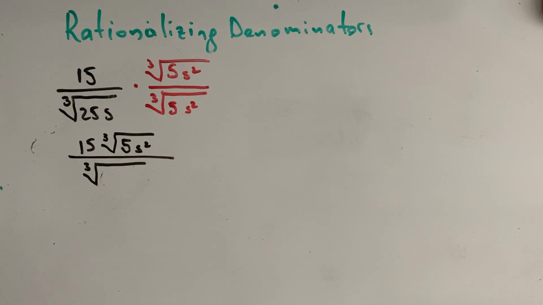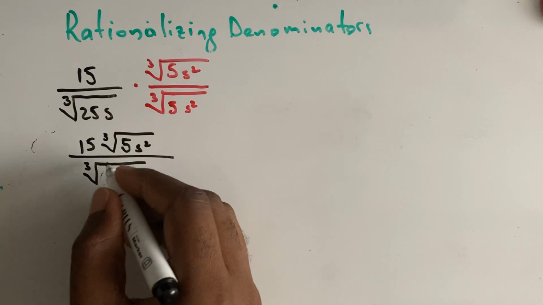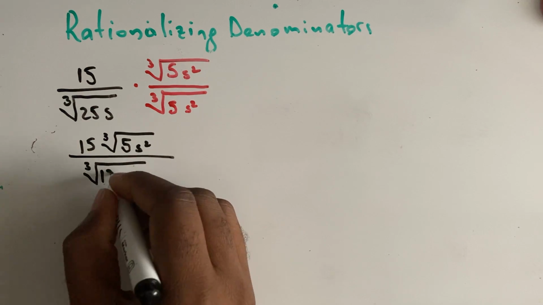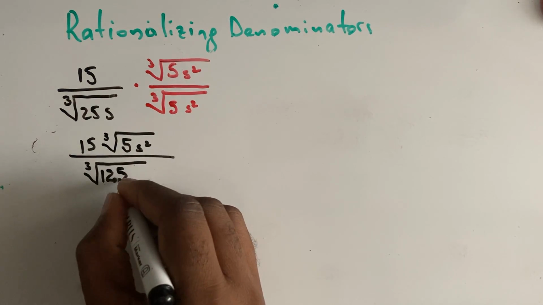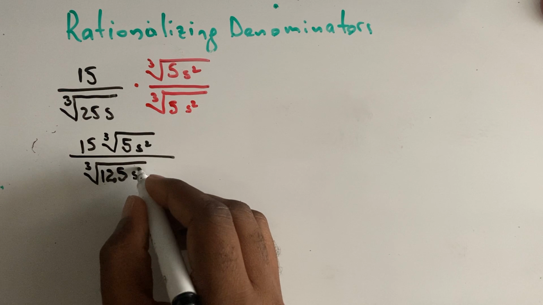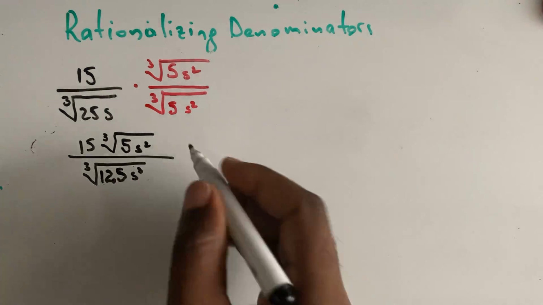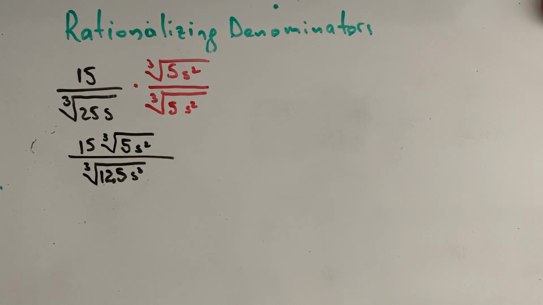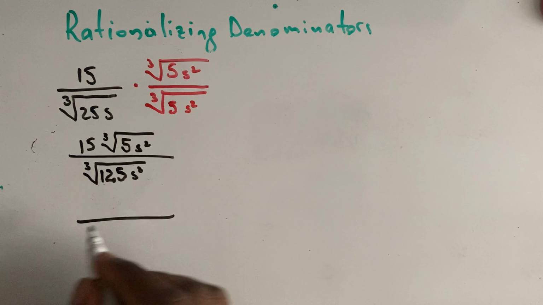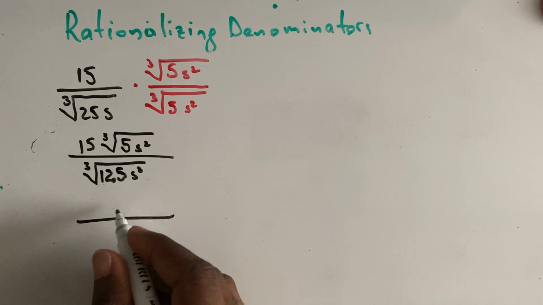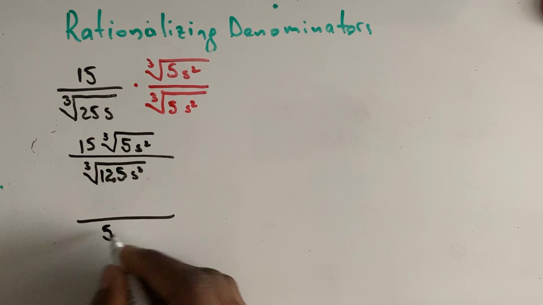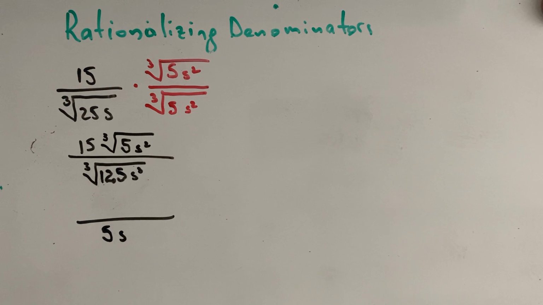I think that's the problem I have now. 125, right? So 1, 2, 5, and s cubed, okay? Now, as you can see here, the bottom part is a perfect cube now. So you can just do the cube root of 125 s cubed. That's just 5s, right? 5s.